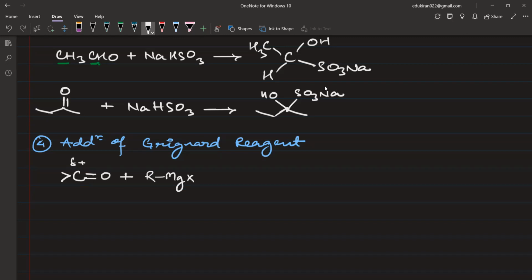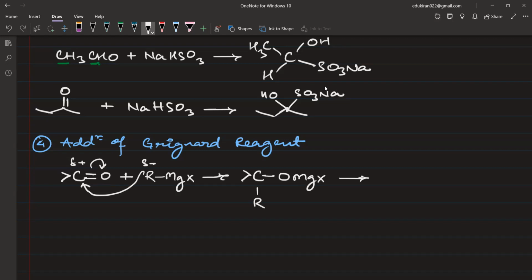The R group that is attached to magnesium, which is a metal, is going to receive the electrons, so this will be delta negative. Now this is going to attach to the carbon atom like this. Oxygen is going to get the electrons, and you will get the carbon atom with whatever bonds were attached, as they are, the two groups. Here you have R, here you have O, and MgX.